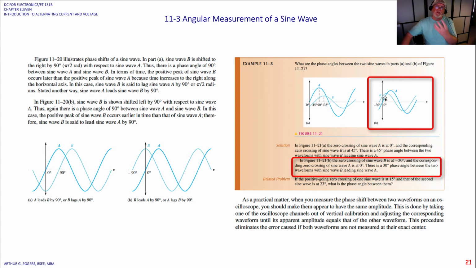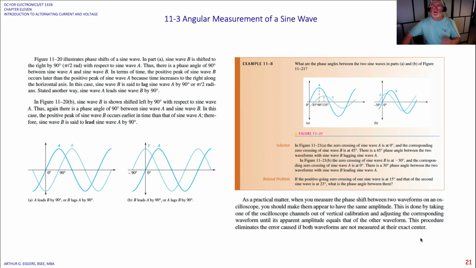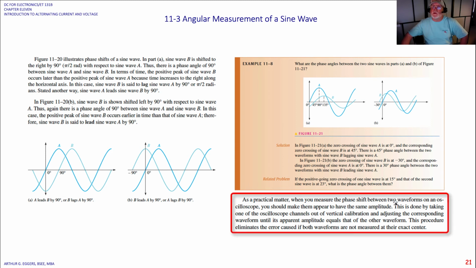So we can get a picture sinusoidally of what's going on between these two signals. Later, we're going to look at them in terms of a phasor. As a practical matter, when you measure the phase shift between two waveforms on an oscilloscope, you should make them appear to have the same amplitude. This is done by taking one of the oscilloscope channels out of the vertical calibration and adjusting the corresponding waveform until its apparent amplitude equals that of the other waveform. If you have a problem with that, ask your lab instructor.